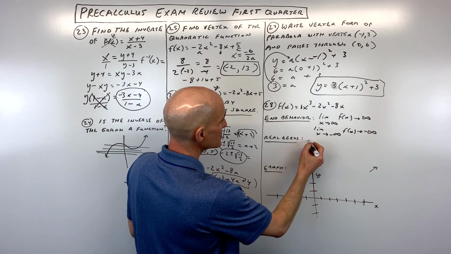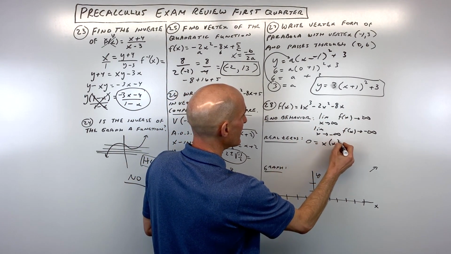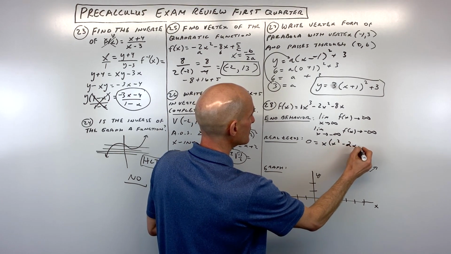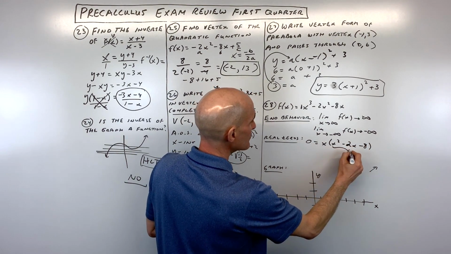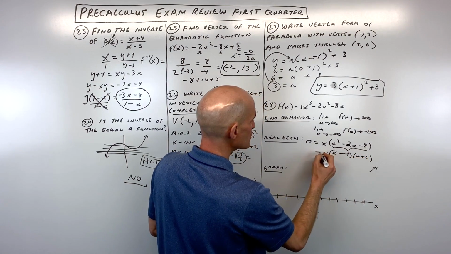So what we do is we just set y equal to 0, and let's factor out an x. That's our greatest common factor. Okay, and then let's see if we can factor this further. That's going to be x minus 4 and x plus 2. Okay, so we're just factoring.